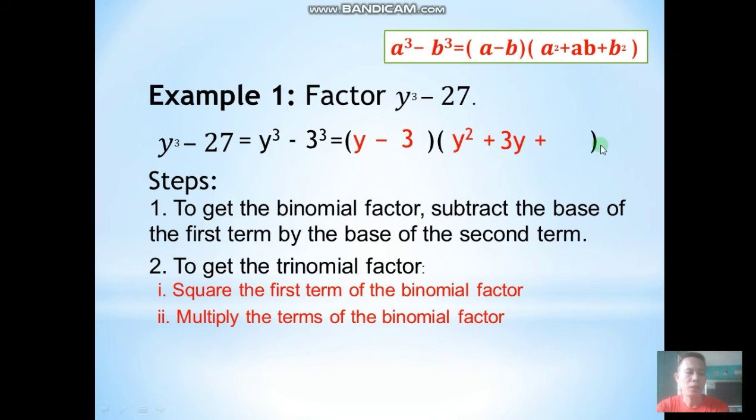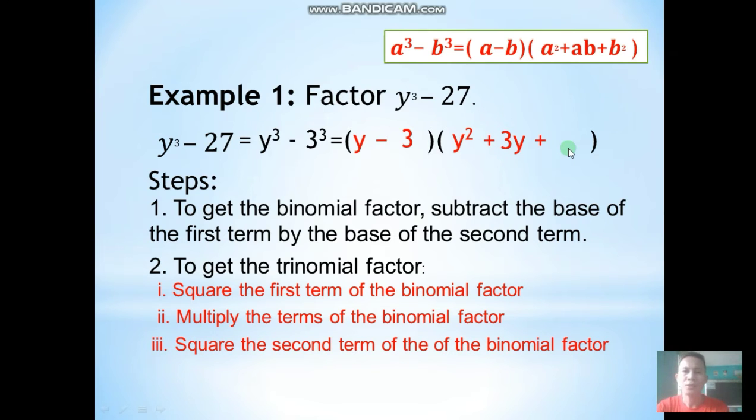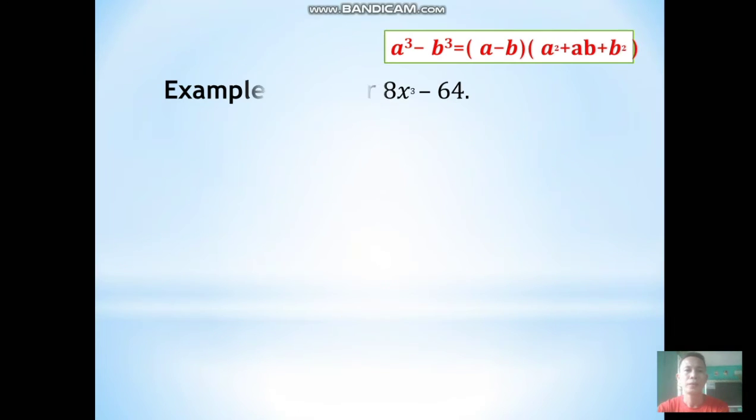That is 3y. Then obtaining the last term of the trinomial factor, square the second term of the binomial factor. So we are going to multiply this one by itself. So negative 3 times negative 3, that is positive 9. So this is now the complete factored form of this given expression.